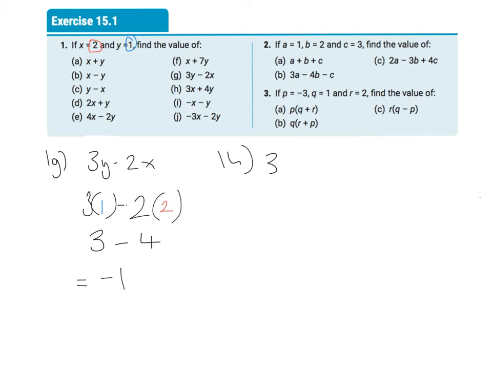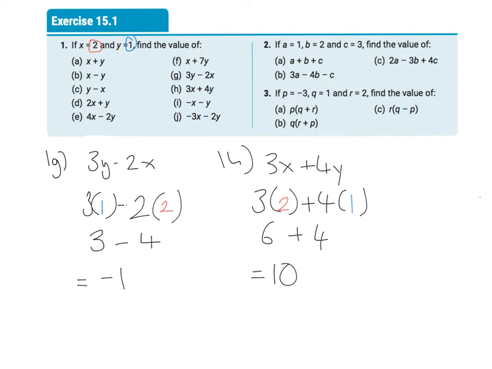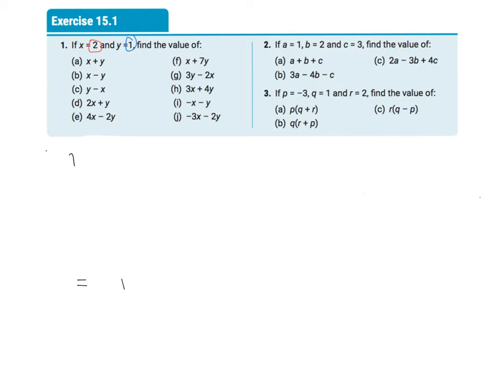H, 3x plus 4y. Again, filling in 2 for x, 1 for y. 3 times 2 is 6, plus 4 times 1 is 4, equals 10. Okay, I then. We've got minus x minus y, so minus bracket, filling in 1 for y, 2 for x, so it's minus 2 minus 1, which is equal to minus 3.